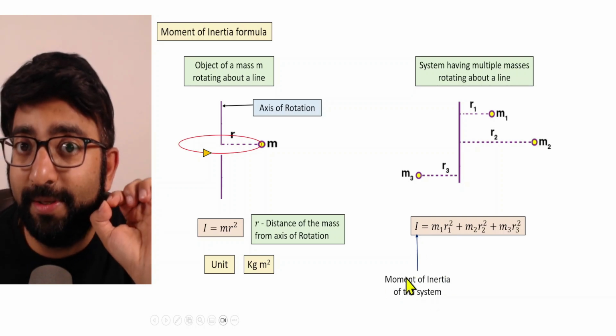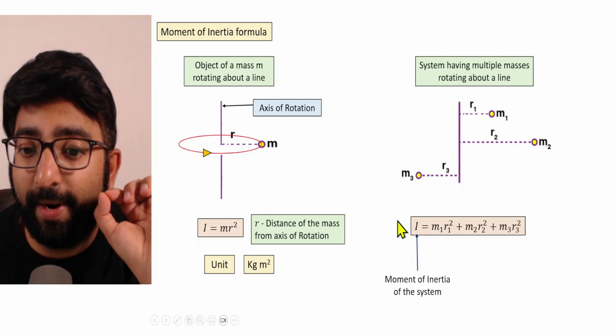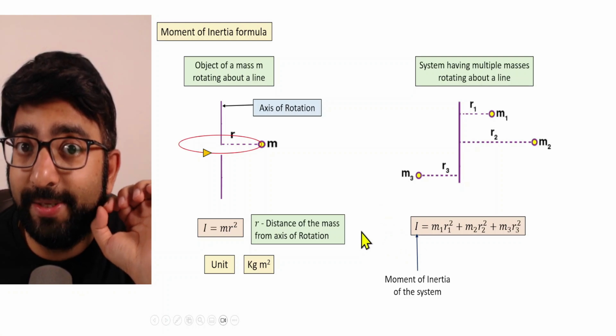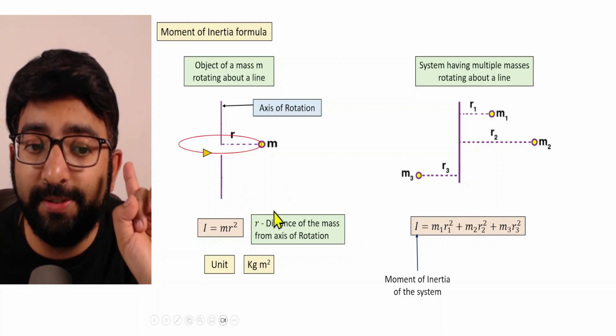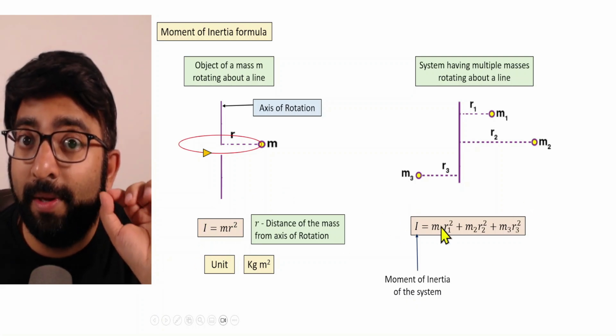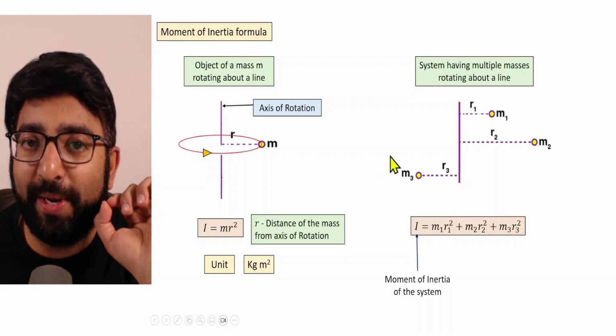Now, in the exam questions, if you have been given a system of bodies, then it is important for us to find the moment of inertia of the entire system. And now let us solve a question based on this. So please focus on the two formulas. If it's a one body system, moment of inertia is mr square. If it's a multiple body system, the mr square for all particles is just added. And now let's solve a question.